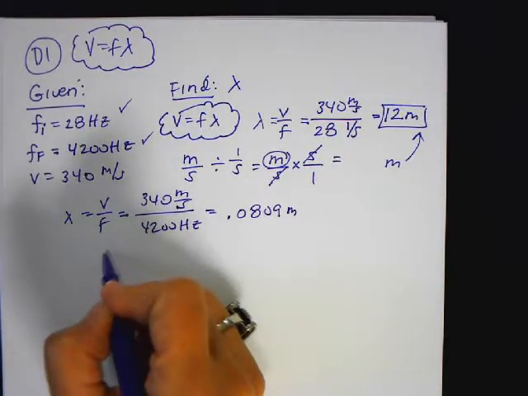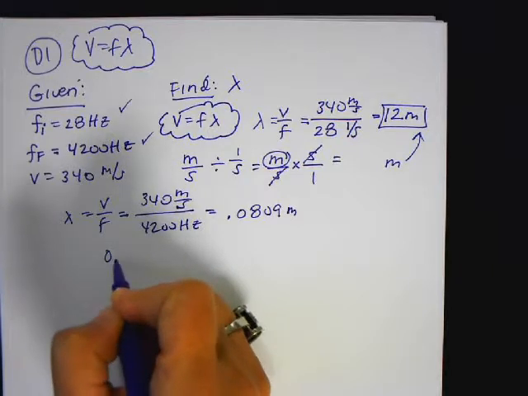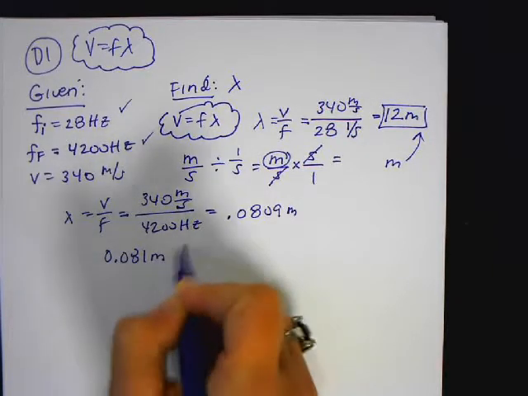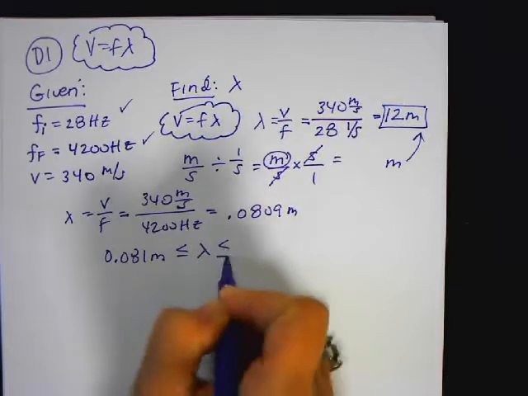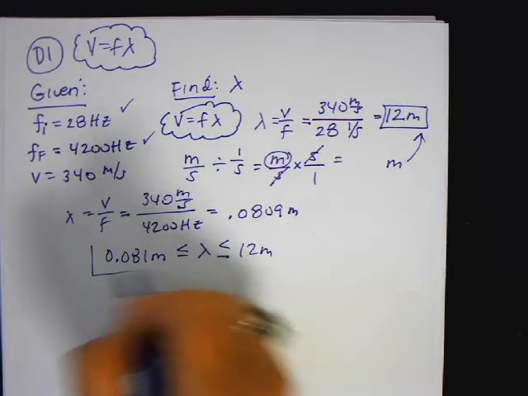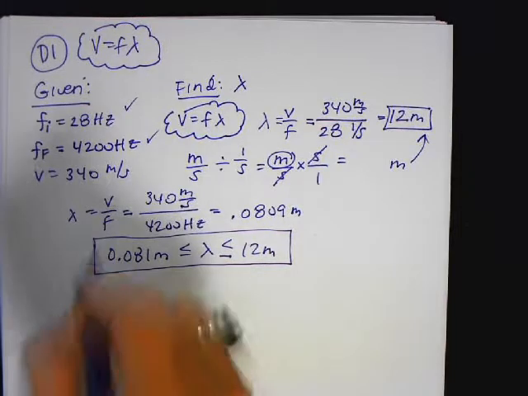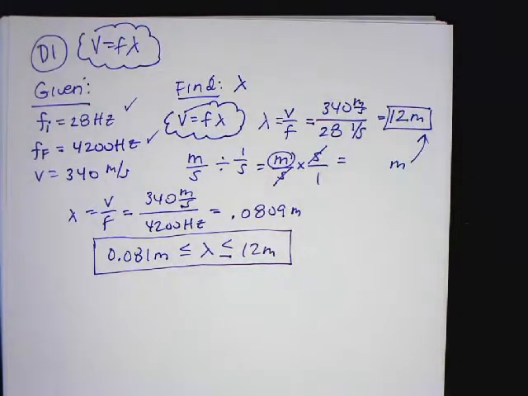So now when it says what's the range, to put it in the form that they want, the range would just be from the lowest wavelength, which would be 0.81, to 12 meters, because it's going to be anywhere in between. So that's just the way that they ask that. And that's it. So that's our one equation for today, that V is equal to F lambda.